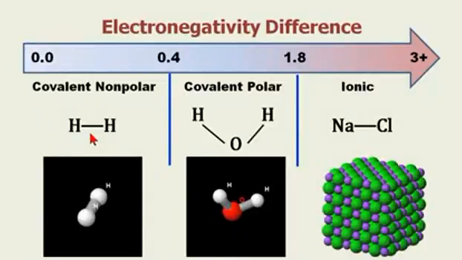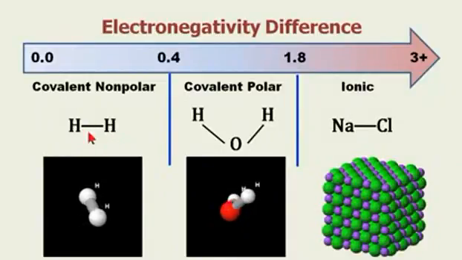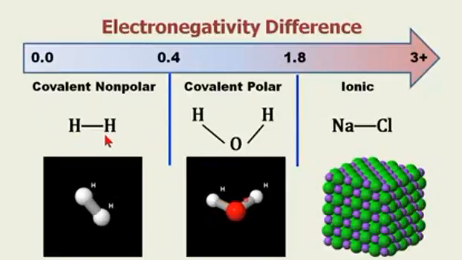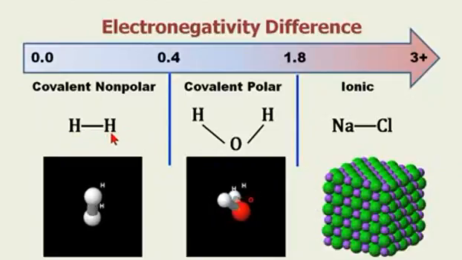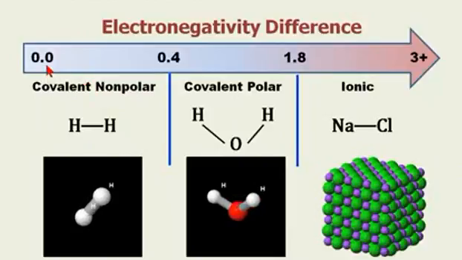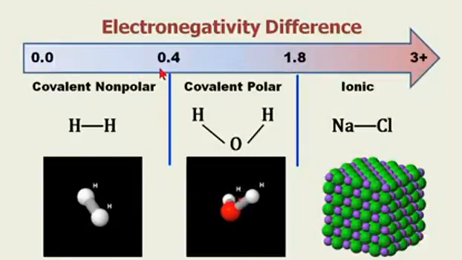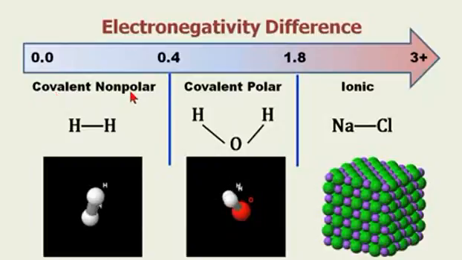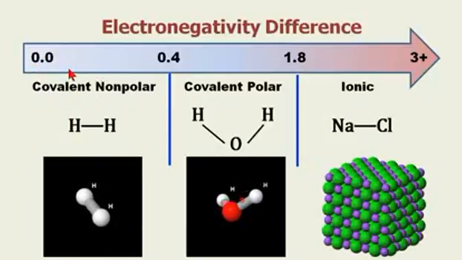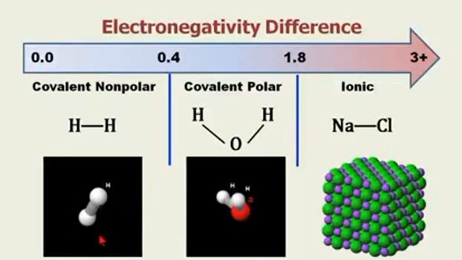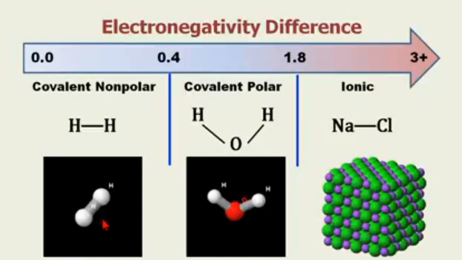Here's our first example. We talked about hydrogen. We know that since they're the same elements, their electronegativity difference is zero. And this is a scale which is kind of a little bit sliding, it's not absolute. We just know in general that covalent non-polar compounds have values of electronegativity difference between 0 and 0.4. An example would be the diatomic molecule hydrogen.